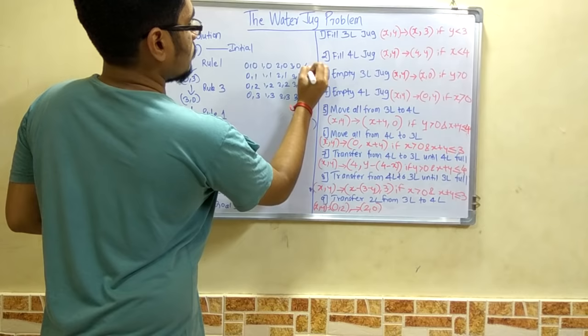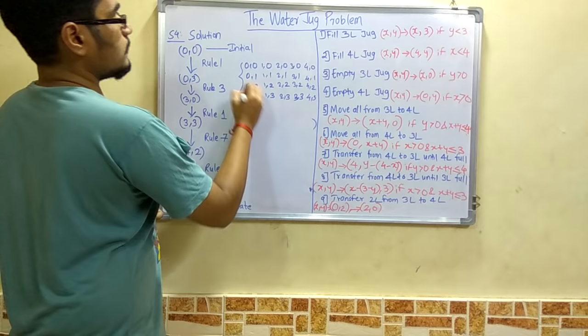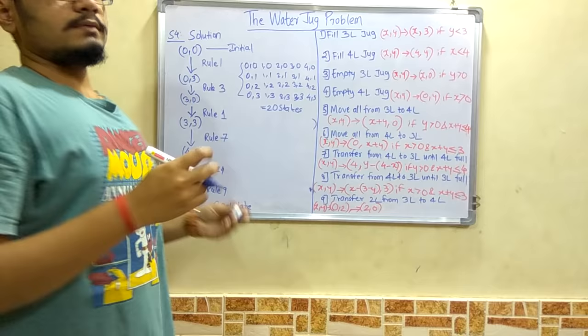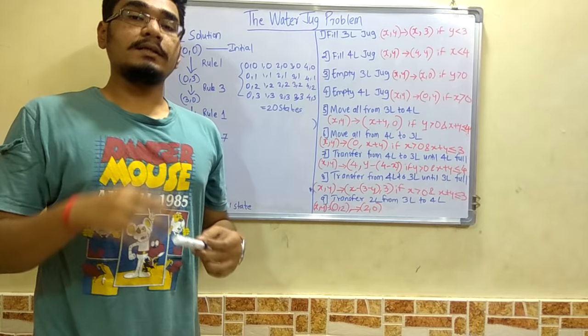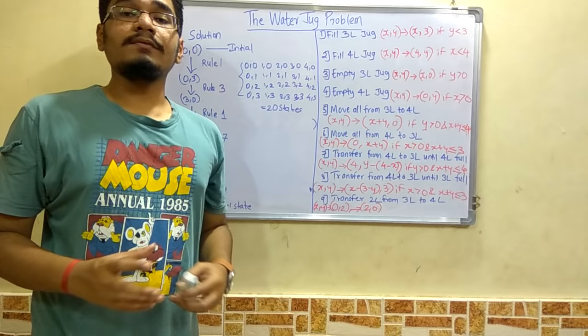1, 0, 1, 1, 1, 2, 1, 3, 2, 0, 2, 1, 2, 2, 2, 3, 3, 0, 3, 1, 3, 2, 3, 3, 4, 0, 4, 1, 4, 2, and 4, 3. So this makes a total of 20 possible states, and if there is a finite number of states, then that problem is called a state space problem. Since many states are available, we'll consider it in a tree format, and this tree can be viewed and traversed only by a searching mechanism.